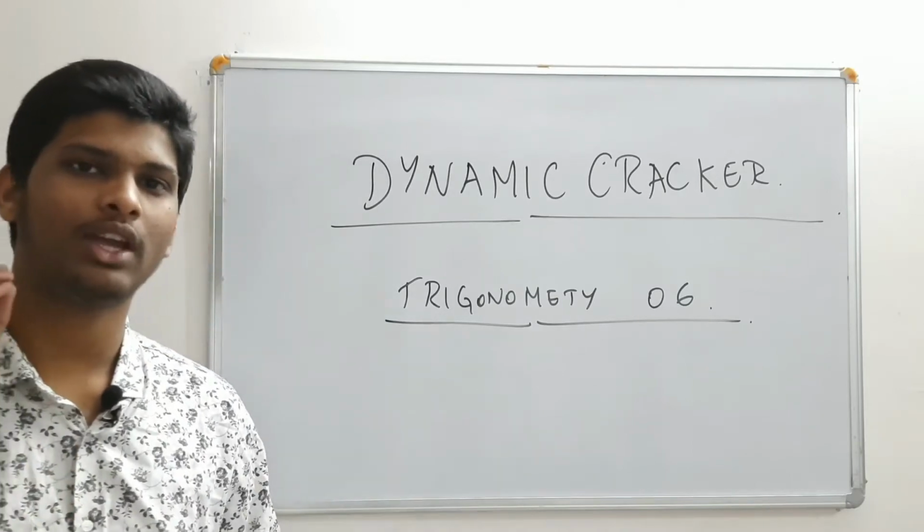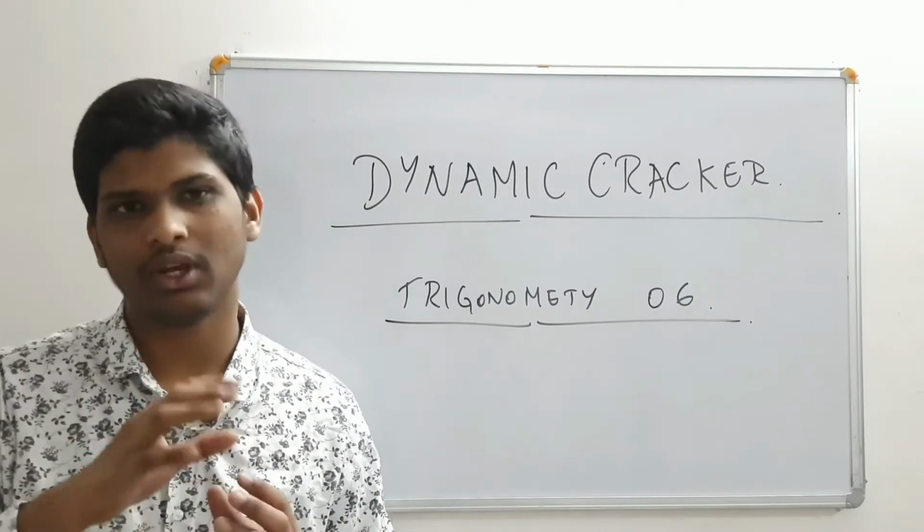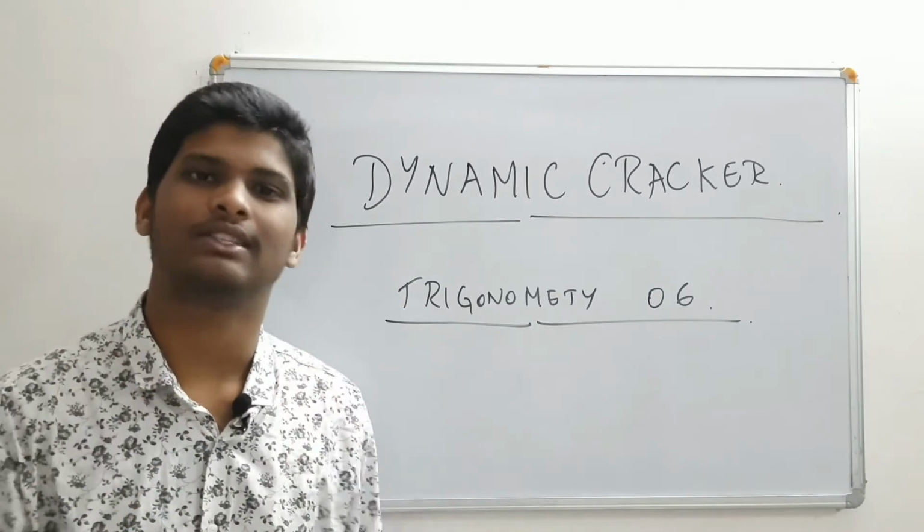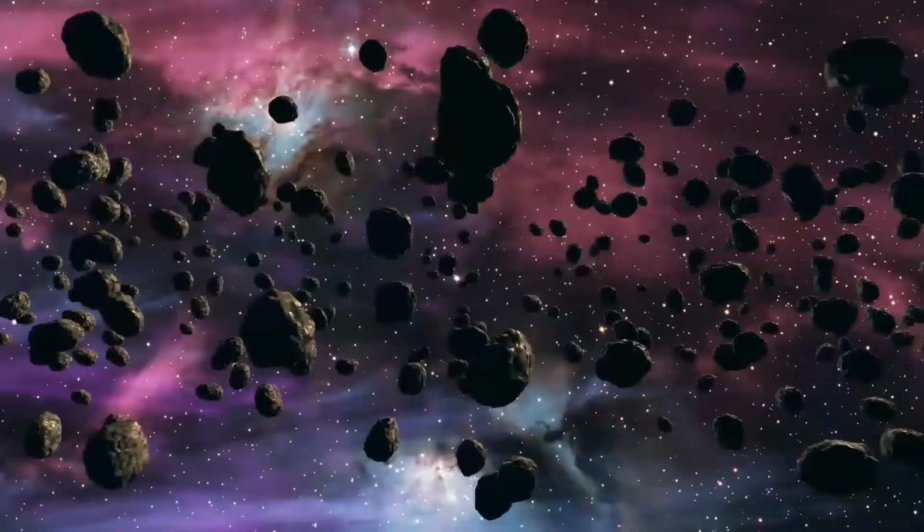In this class we will be deriving trigonometric identities. For class 10 we have only 3 identities and we will derive them super easily, okay? So let's start the class.